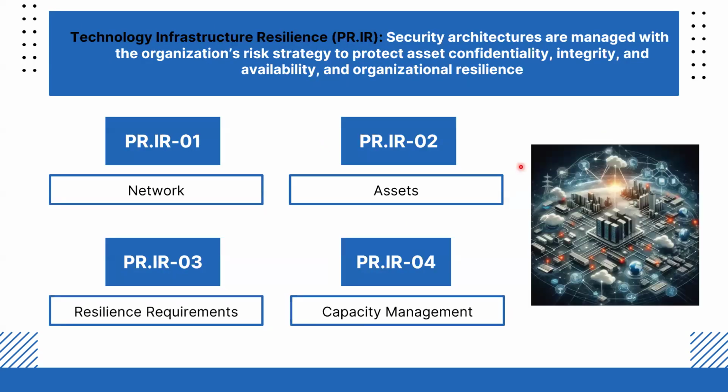Next, we have the technology infrastructure resiliency. Here we need to focus on all of our data that is present on the network, and all the assets that the organization uses in order to store the organization's information. These assets should be protected against the loss of confidentiality, integrity, and availability. All the resilience requirements that the organization needs should be identified, and the organization should identify the capacity requirements of these assets.